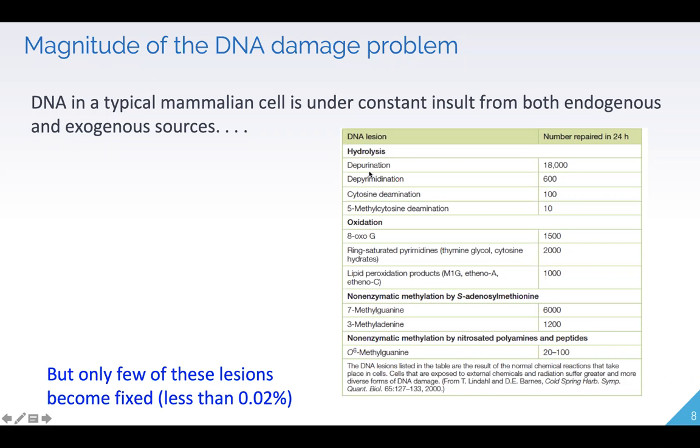I'm not going to go through the entire list. You have it, so you can look at it at your convenience. But for example, just a normal hydrolytic reaction that happens in DNA, about 18,000 different events of depurination, removing the purines from the DNA structure. 18,000 events happen in every given cell daily, right?